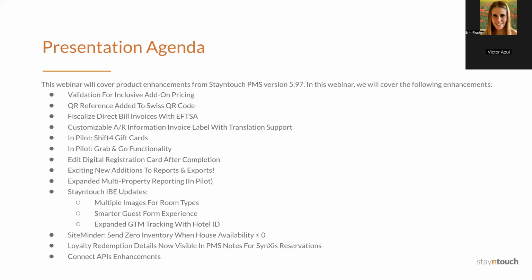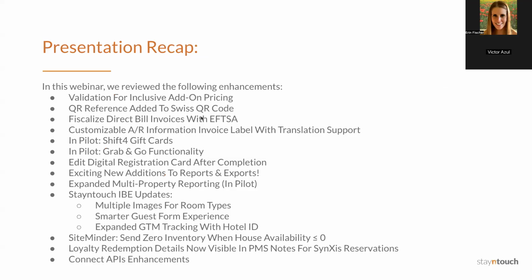All right, so in today's webinar, we covered the following enhancements: validation for inclusive add-on pricing, QR reference added to the Swiss QR code, fiscalized direct bill invoices with EFSA, customizable AR information invoice label with translation support. And in pilot, we have both Shift4 gift cards as well as the grab and go functionality. Additionally, we covered the new option to edit digital registration cards after completion. Again, digital registration cards are currently in pilot.